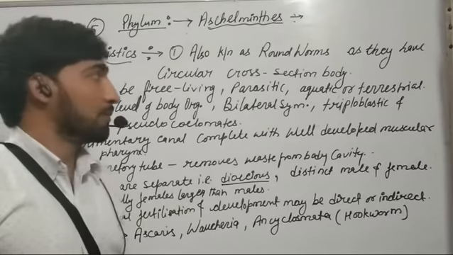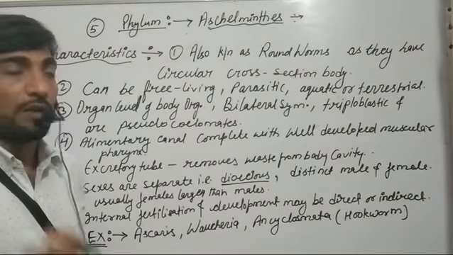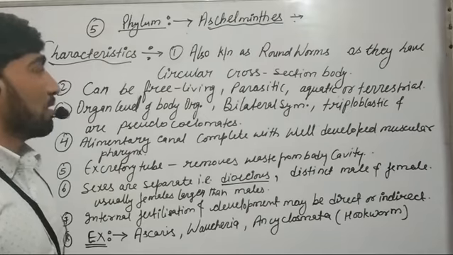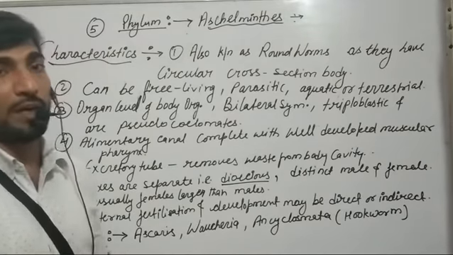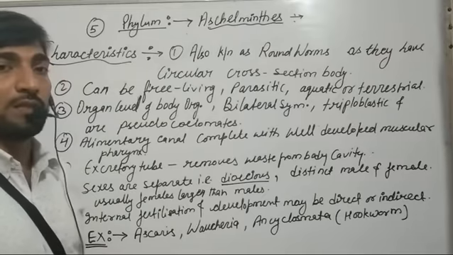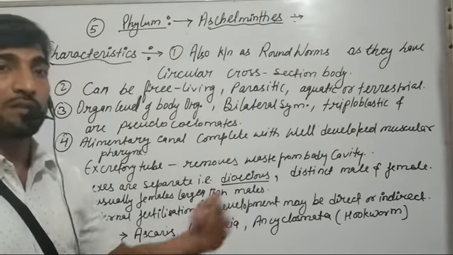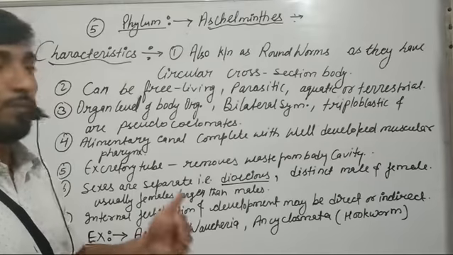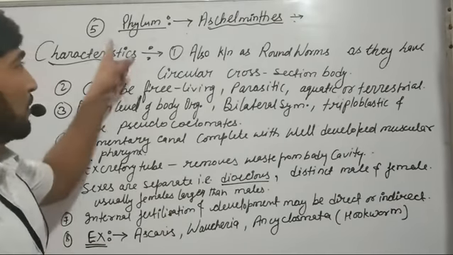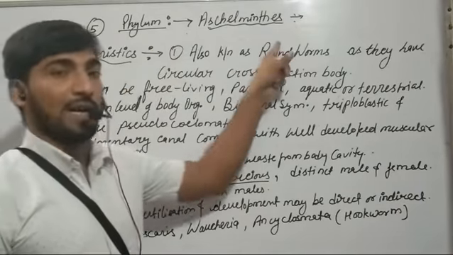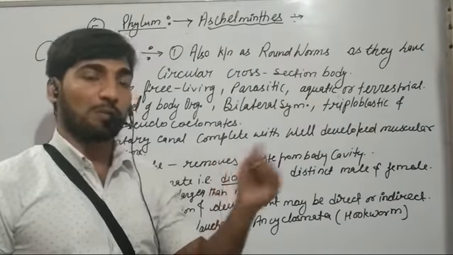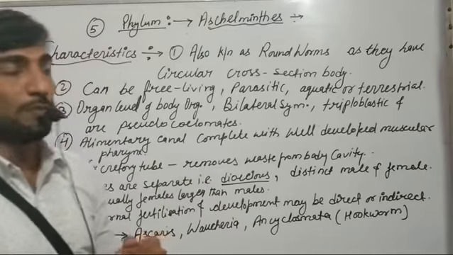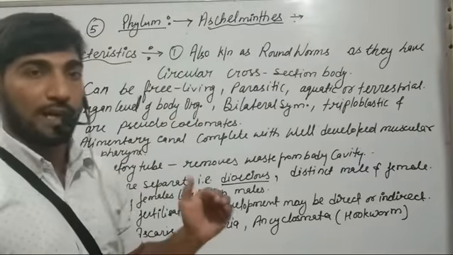Good morning, students. So, till now we have discussed the first four phyla of our animal kingdom, and in this video we'll discuss the next phyla of our animal kingdom chapter. So, our fifth phylum is Aschelminths, and in this video we'll discuss some general and specific features of the organisms which belong to Aschelminths.